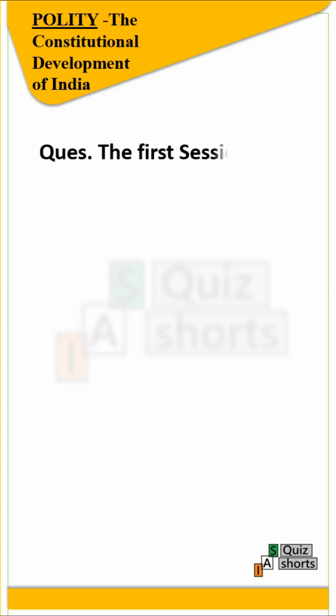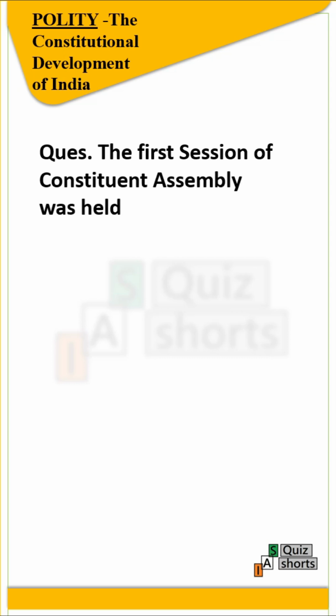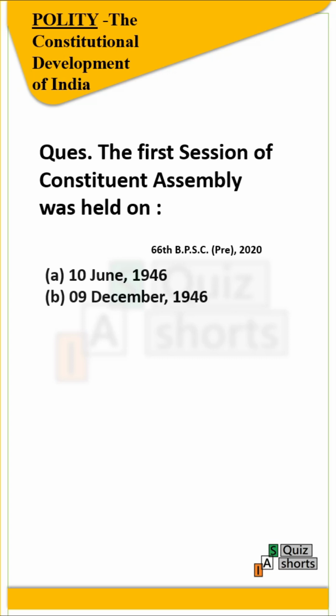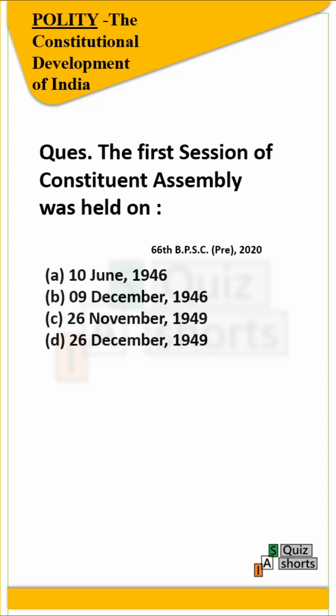Question. The first session of Constituent Assembly was held on option A, 10 June 1946, option B, 9 December 1946, option C, 26 November 1949, option D, 26 December 1949. Answer is option B, 9 December 1946.